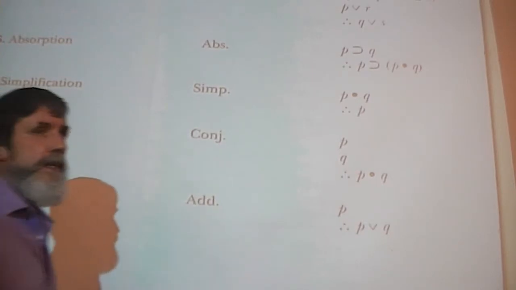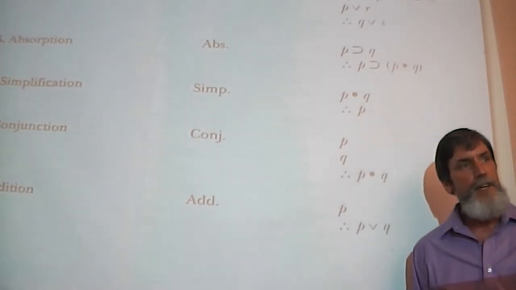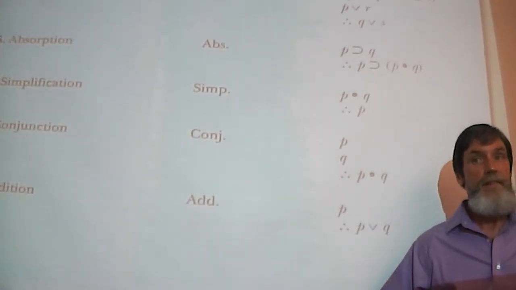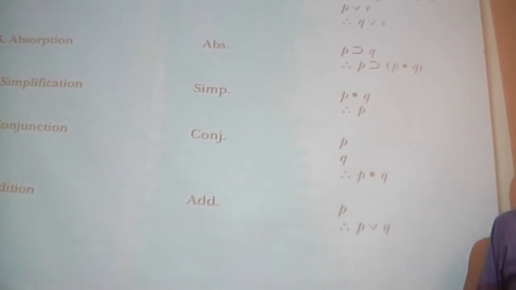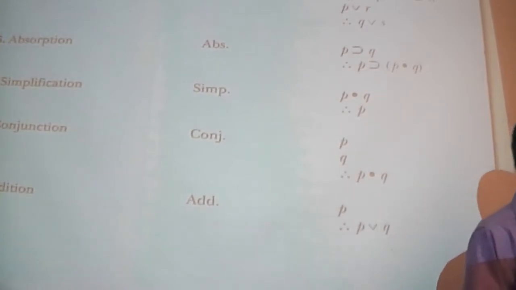And then the last one, addition, has one premise. That could be anything. But the conclusion is a disjunction of that premise. And how do you think we should finish off the description? And what? Anything. Right. Addition has one premise, which could be anything. Its conclusion is a disjunction of that premise and anything whatsoever.